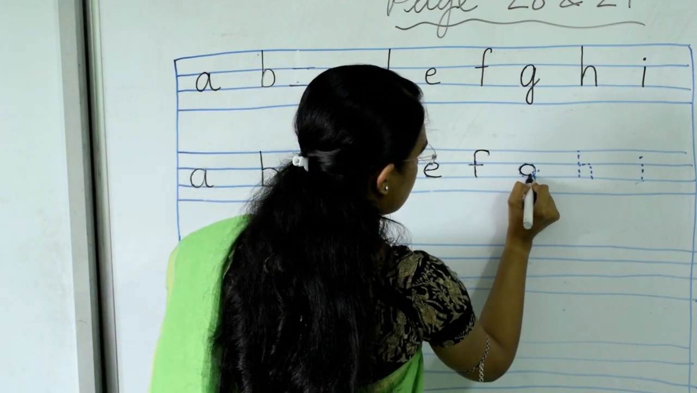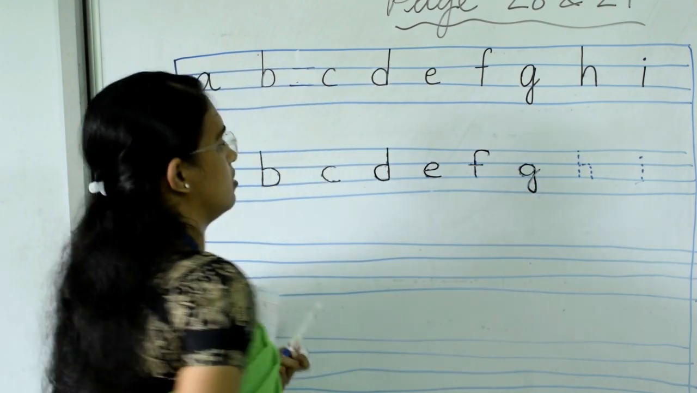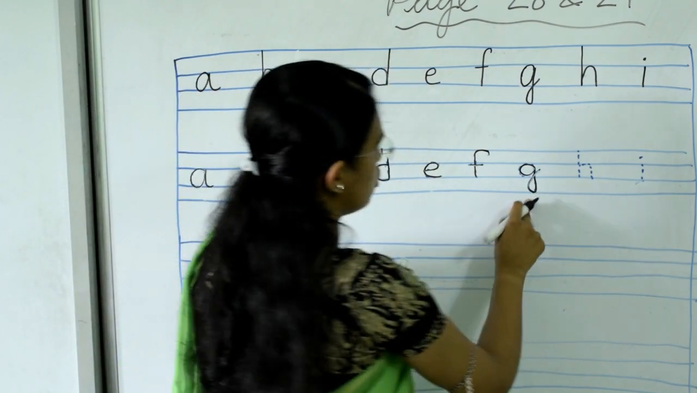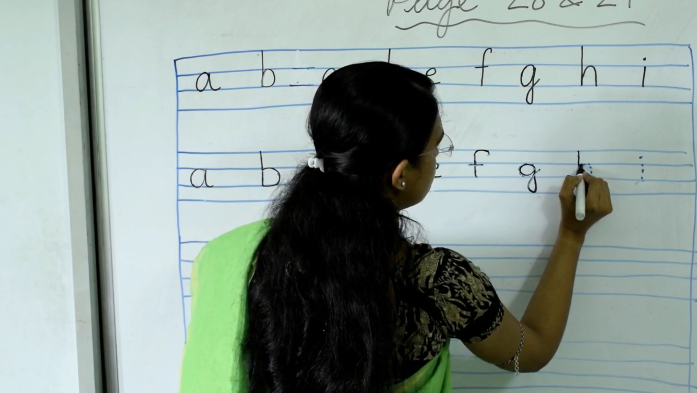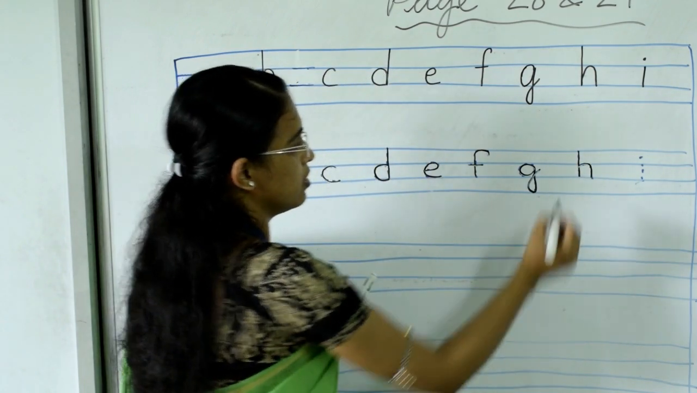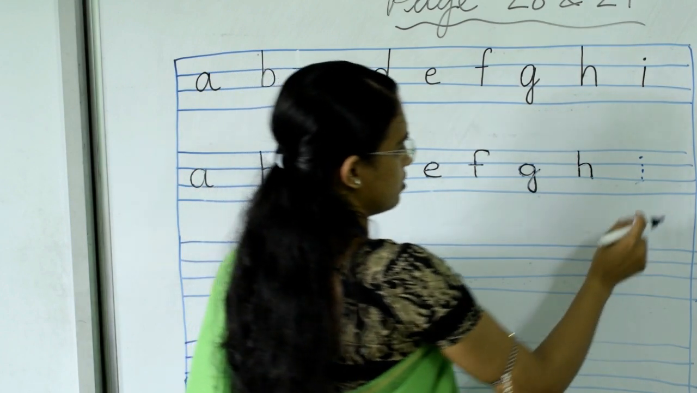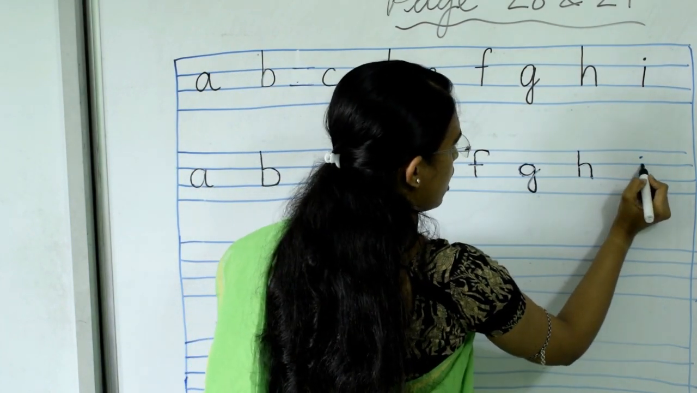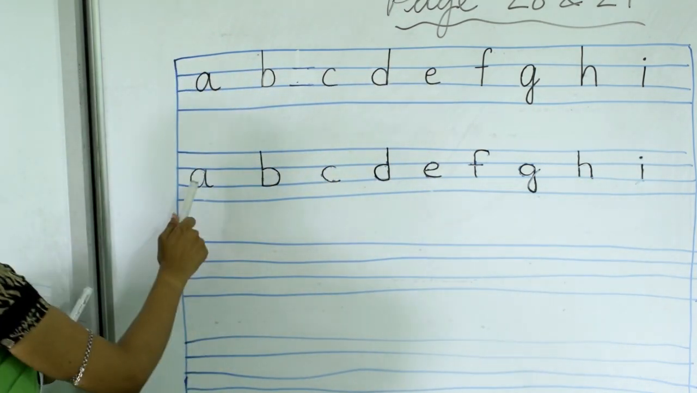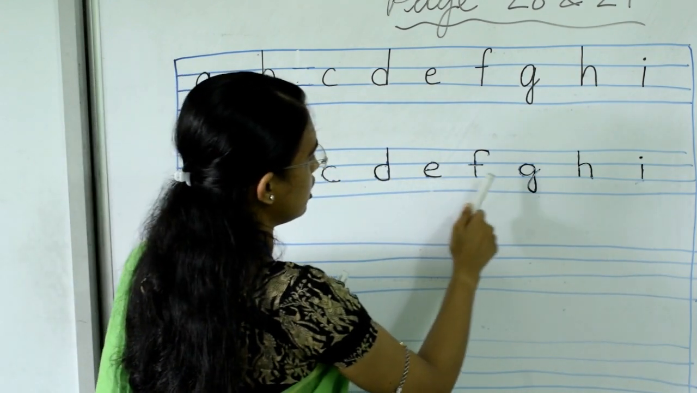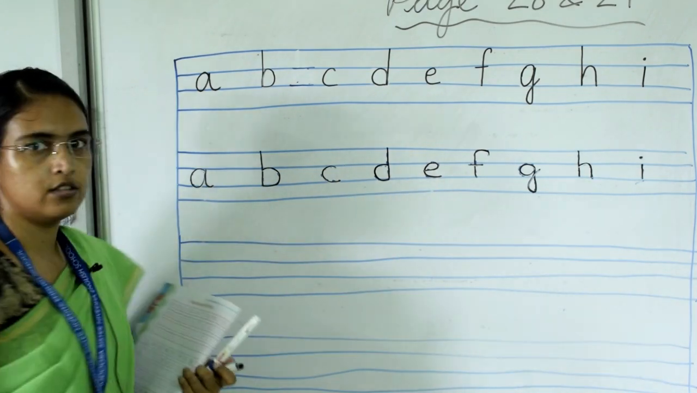Draw a circle, then straight line, then like this. Okay, this is G. Then after G, H. For H, first draw a straight line, then one curve line like this. Curve line like this, and then again straight line like this. This is H. Then what is this? This is I. Draw a straight line like this, then give a dot here. So what is this? A, B, C, D, E, F, G, H, I. Okay. So we have traced all the letters from A to I.